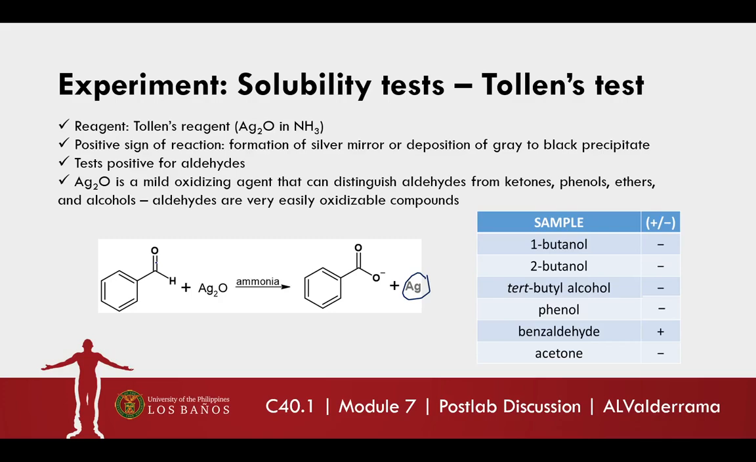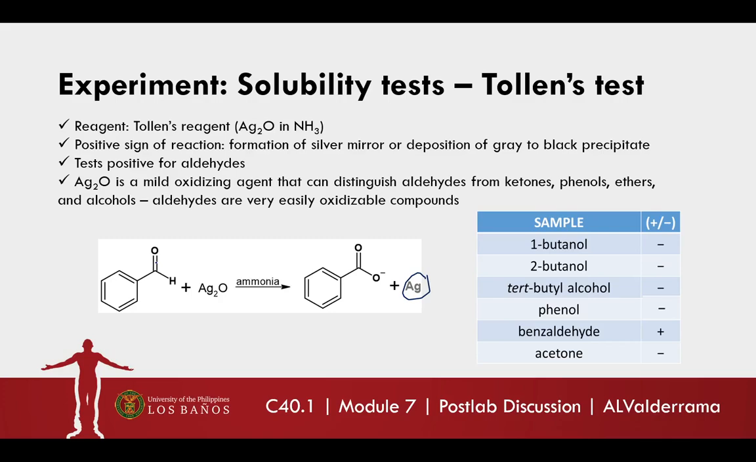Kasi mahal. Mahal ito because meron kang silver. Kaya minsan, instead na individual works ito, one test tube lang for the whole class ang ginagawa natin dito. So, papakita lang natin yung reaction ng benzaldehyde with Tollens reagent. Then, makikita ng buong klase na merong formation of silver mirror dun sa ating test tube.